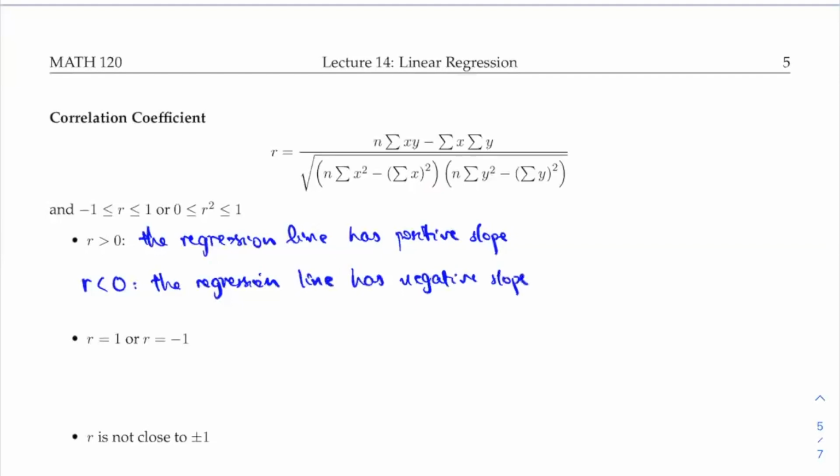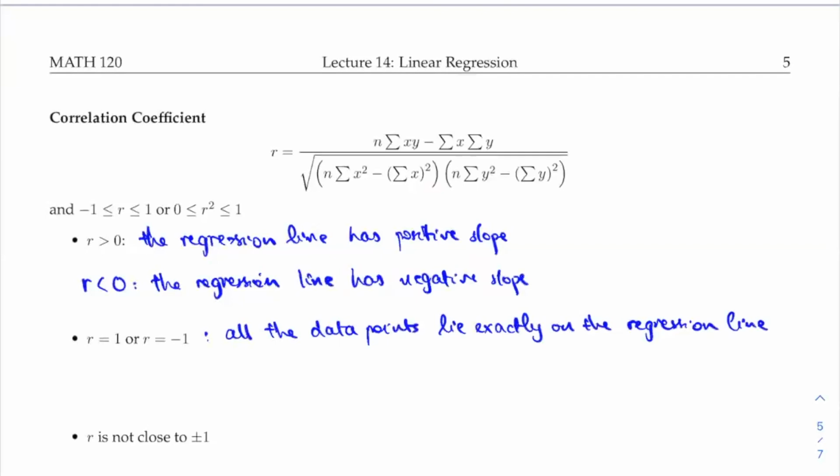Right. When R equals 1 or R equals -1, all the data points lie exactly on the regression line. It's probably impossible for that to occur in real life, but mathematically that is how you define R equal to 1 and R equal to -1.